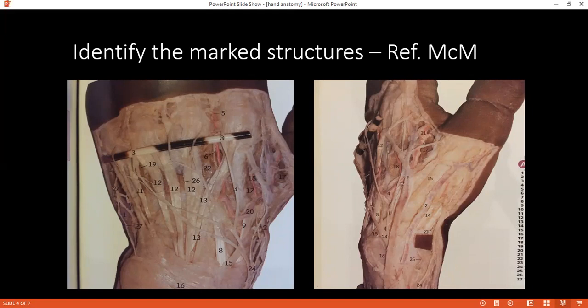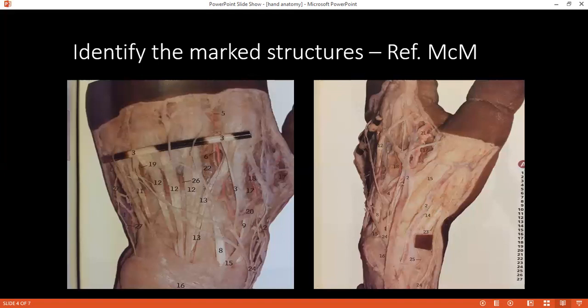How many canals are there, and what are the structures which pass through or below the extensor retinaculum? It has 6 compartments, actually. The first compartment contains tendons of abductor pollicis longus and extensor pollicis brevis. Second compartment contains extensor carpi radialis longus and brevis.